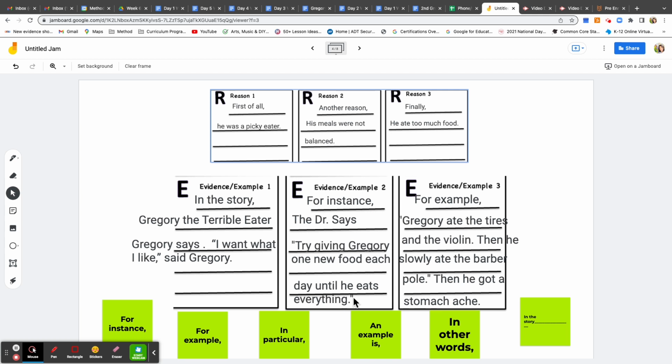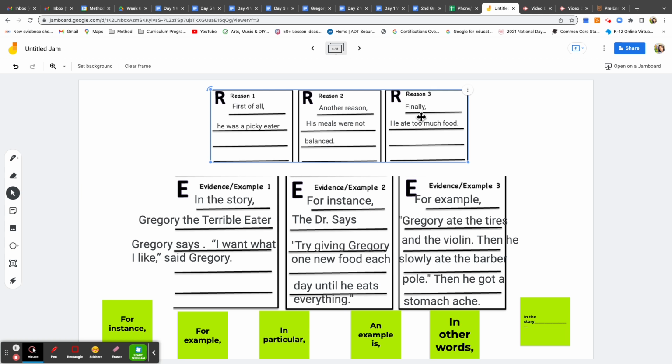Go ahead, read your second reason, and find an example in the story that supports your reason. You can pause the video now, and when you are ready, click play to continue. For your third example or evidence, it is the same thing, but you're looking at your third reason and looking for an example in the story that relates to that reason.